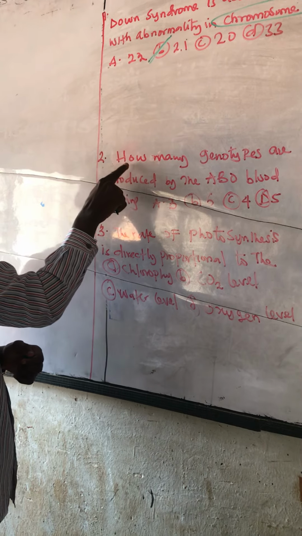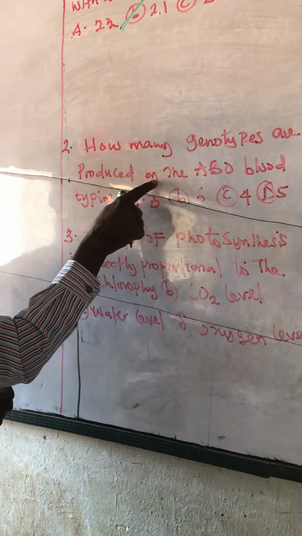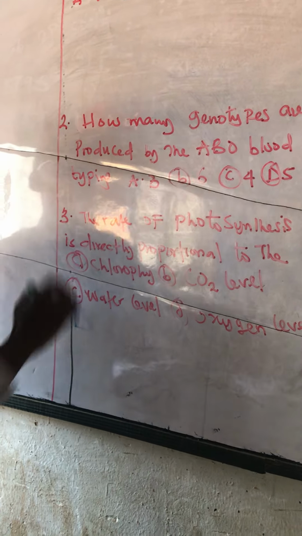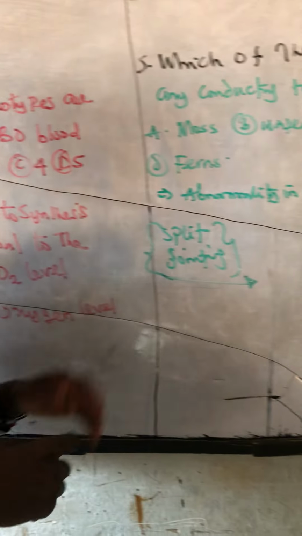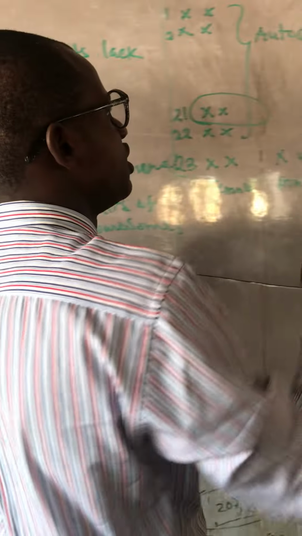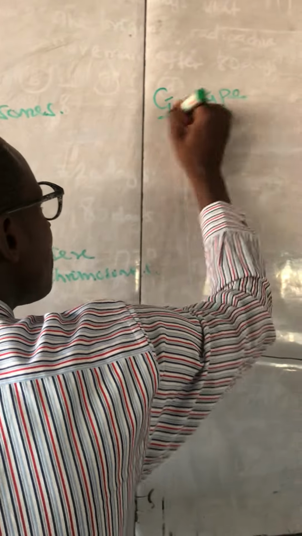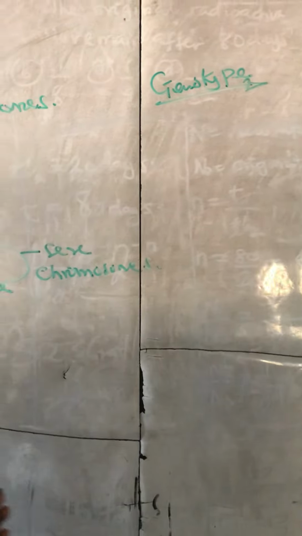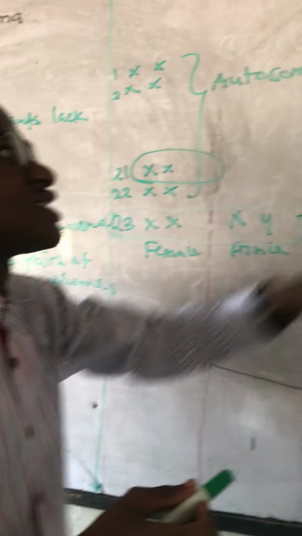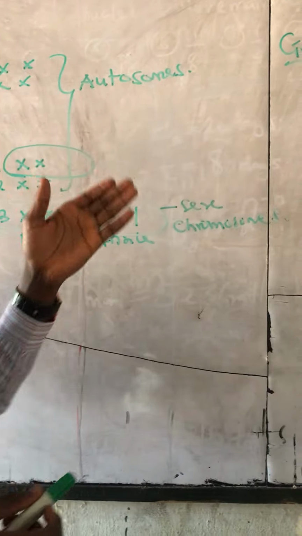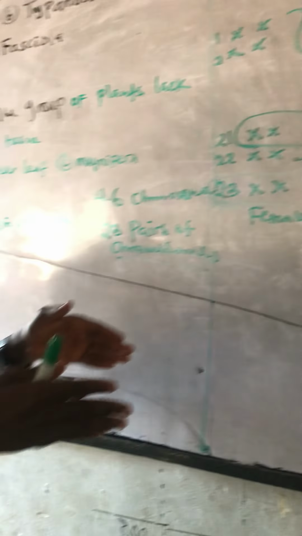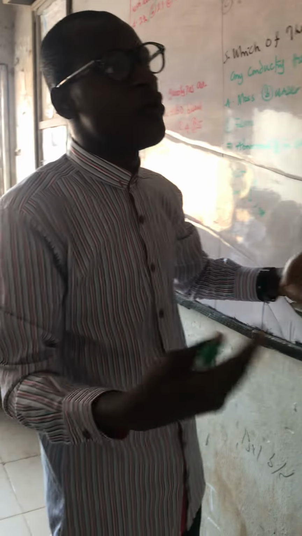Now, question 2. How many genotypes are produced by the ABO blood group typing? What do we mean by genotype? The genotype is what we call the genetic makeup of the individual human body. Let me say it again: the genotype is the genetic makeup of the human body.